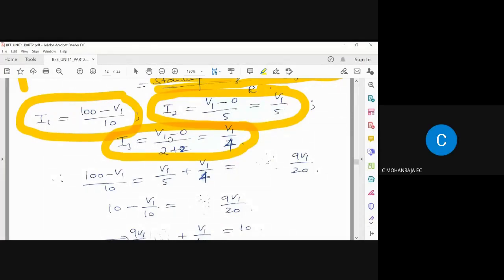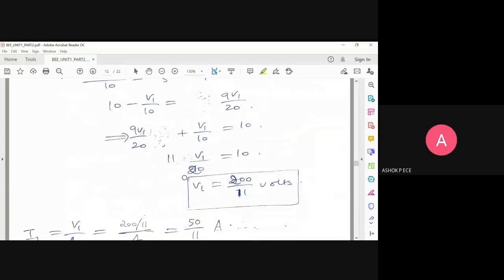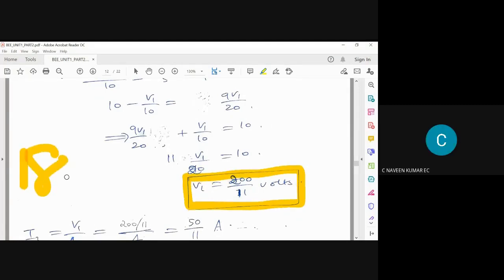Sir, V1 is 18.18. I got the answer in fractions. 200 by 11, correct. 200 by 11 volts or 18.18 volts. Okay, this is the answer for V1. Try to get this answer, then see what is asked in the question and complete it. Others, please try to arrive at this answer.